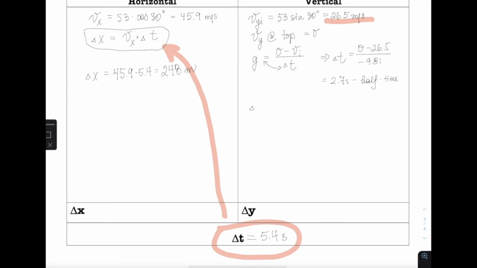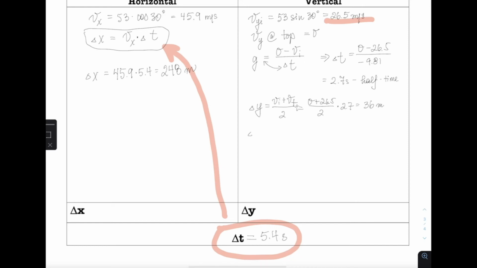Vertically, you have options again. You can do change in y equals V initial plus V final over 2, so 0 plus 26.5 over 2, times time, and you use half the time, times 2.7. That gets me 36 meters.